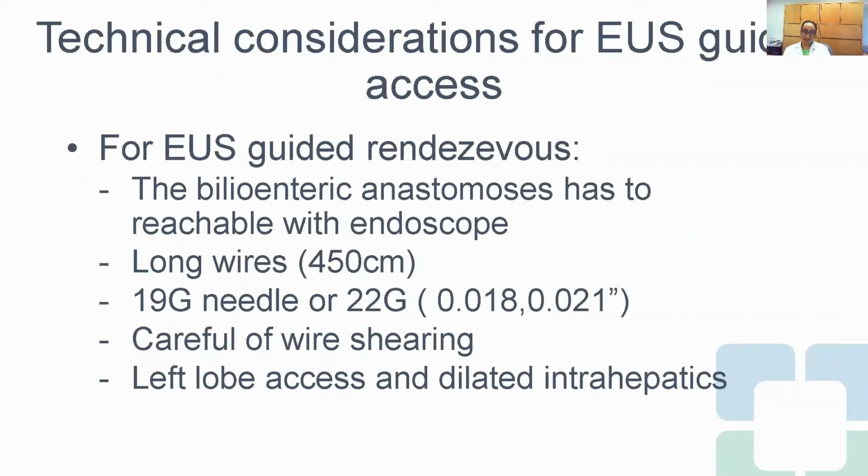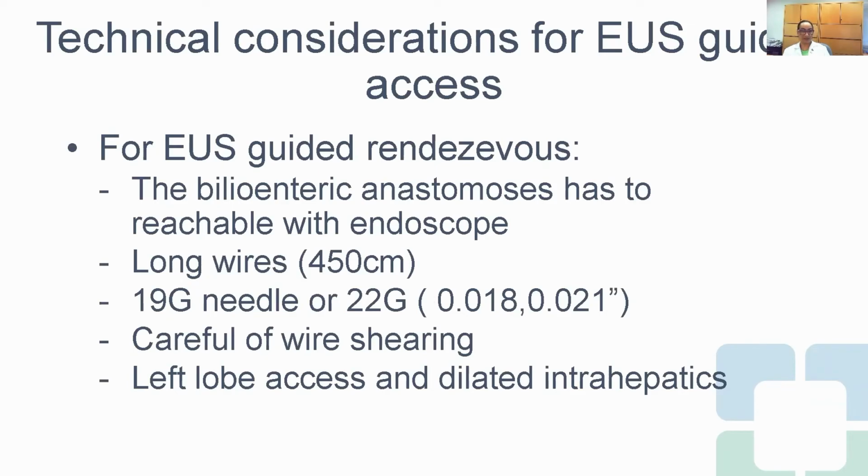And some of the technical considerations based on all these different techniques, especially, for example, EUS-guided rendezvous: first and foremost, you need to make sure that you are able to reach the bilioenteric anastomosis with either your enteroscope or your colonoscope. The last thing you want to do is do a rendezvous and then find out you're not able to reach the anastomosis. Then you have to convert either everything to antegrade or you're creating a hepaticoenterostomy.